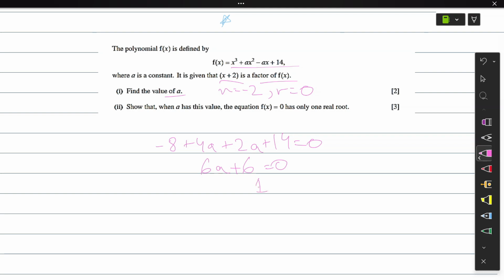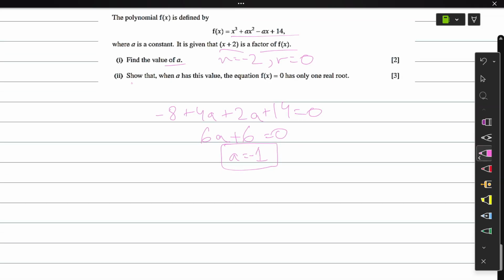Okay, so a is just going to be 1. Here we go. Minus 6, okay, minus 1, sorry, minus 1. A equals minus 1, there we go. Now show that when a has this value, a has the value of minus 1. The equation f of x has only one real root.